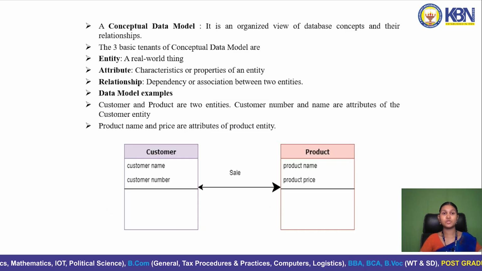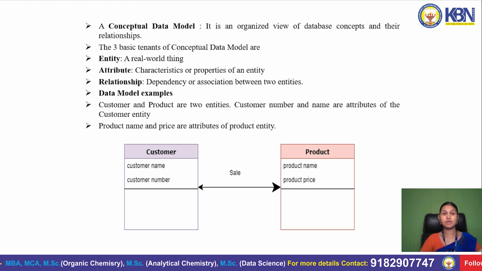What is a conceptual data model? You have to organize any database concept. Here three basic, very important topics are there. Entity means you have to take any real world entity. Attribute means the characteristics or properties. Relationship means any dependency, and you can apply the association algorithm also.